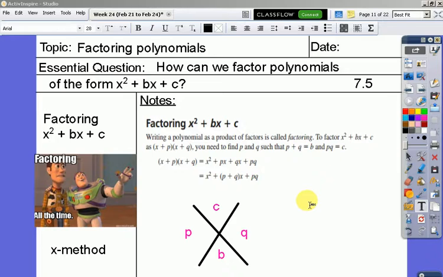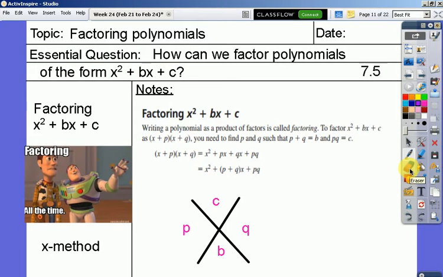It says to factor x squared plus bx plus c as the product of x plus p and the other quantity x plus q, you need to find p and q such that p plus q equals b and p times q equals c. That's pretty confusing wording, but all that is saying is you're going to be looking at two things. You're going to be looking at your c and you're going to be looking at your b. This and this. These are the most important components of factoring here.